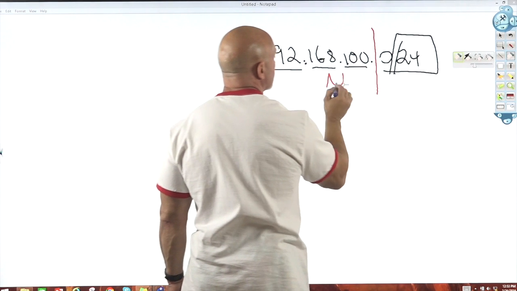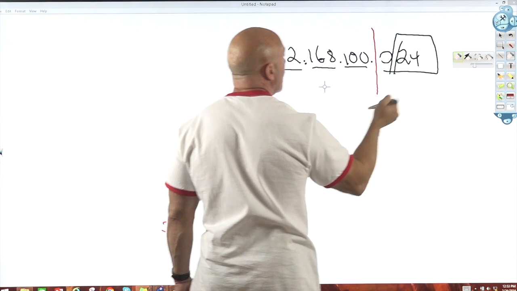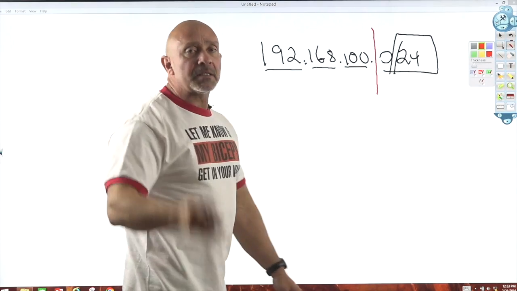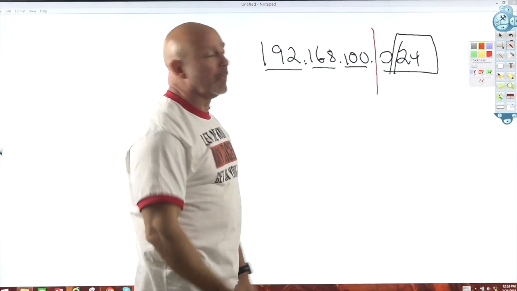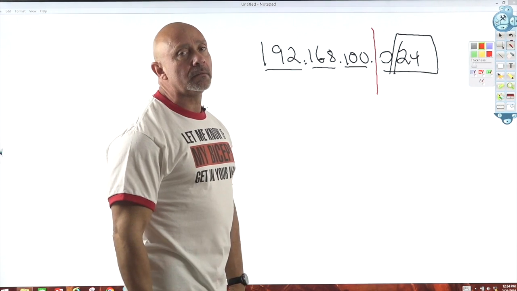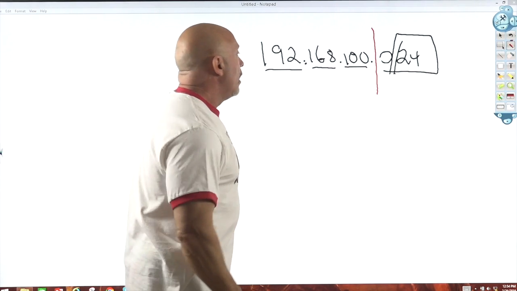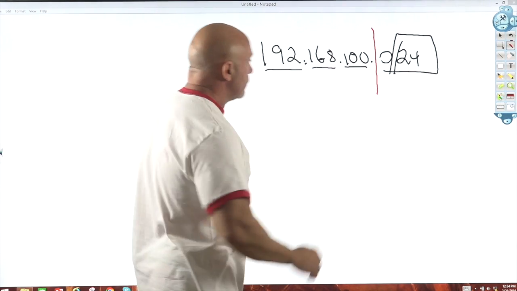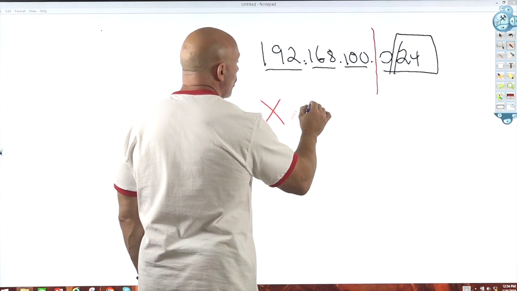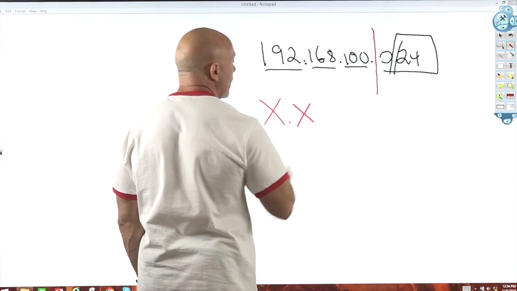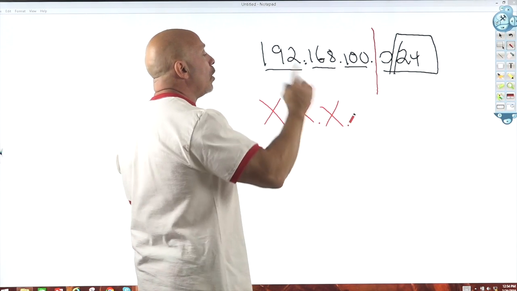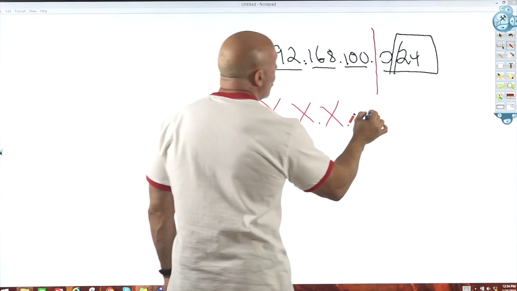All right? And let's subnet this. Let's slice it down the middle. Well, not even down the middle. Let's say we want 2, 4, 8 networks. So we need 3 bits. We can't do anything with the first octet, the second octet, or the third octet. So we're working in the last octet.